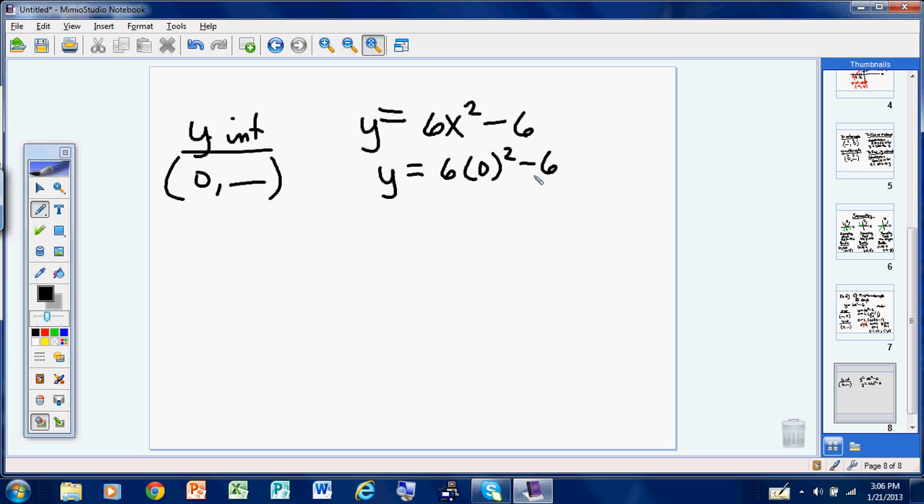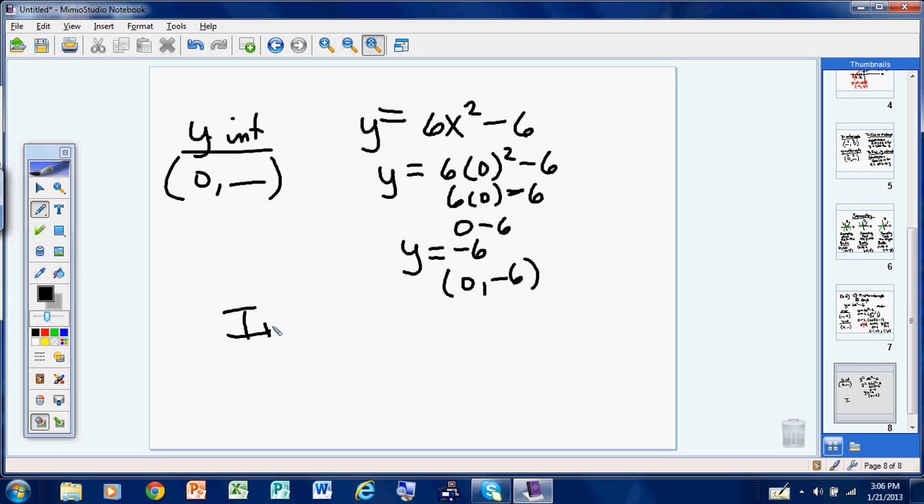And when we do that, well, 0 squared is still 0. And 6 times 0 is still 0. So then our y value is equal to negative 6. So what is that as a point? As an intercept point, this is described as (0, -6).